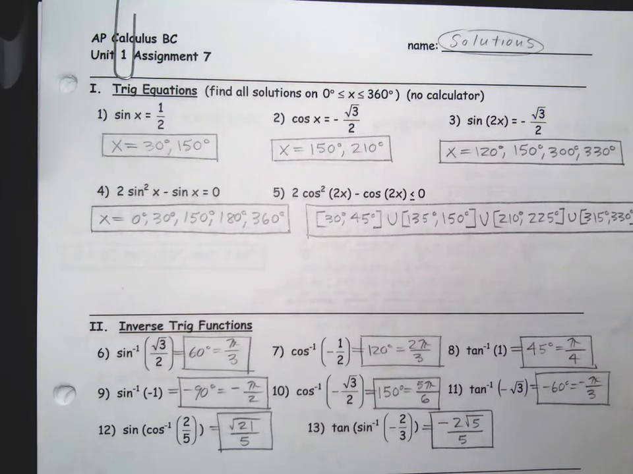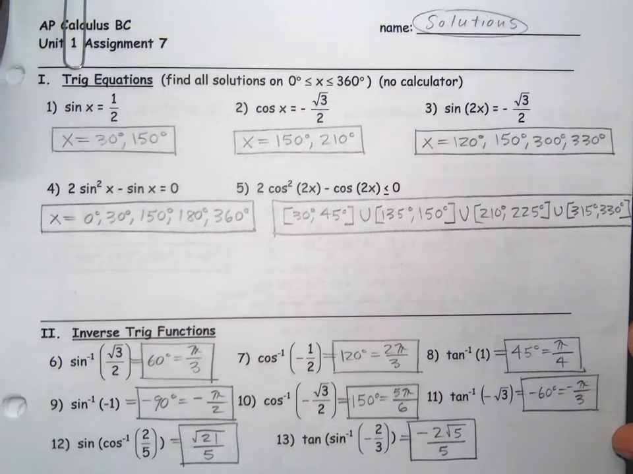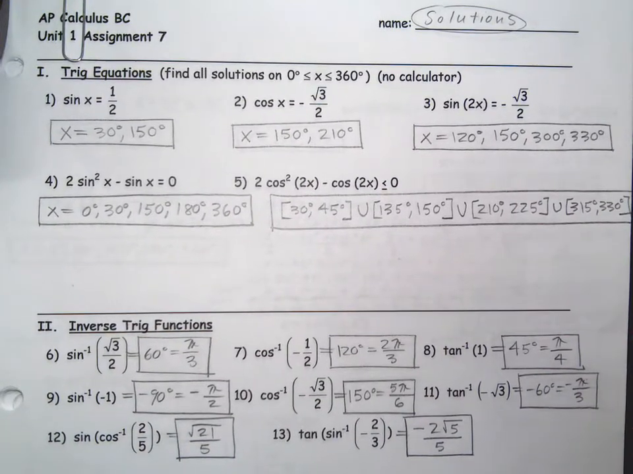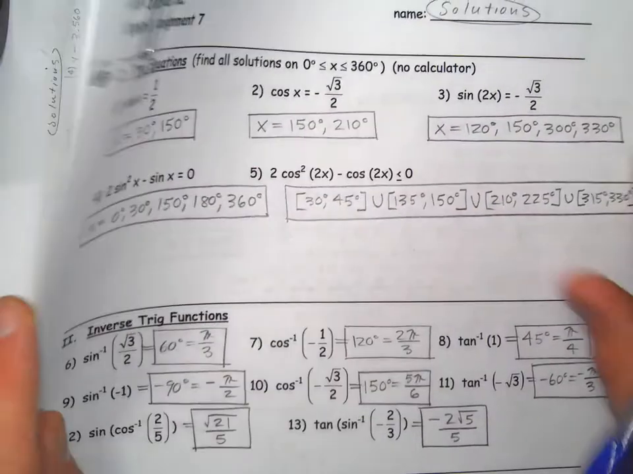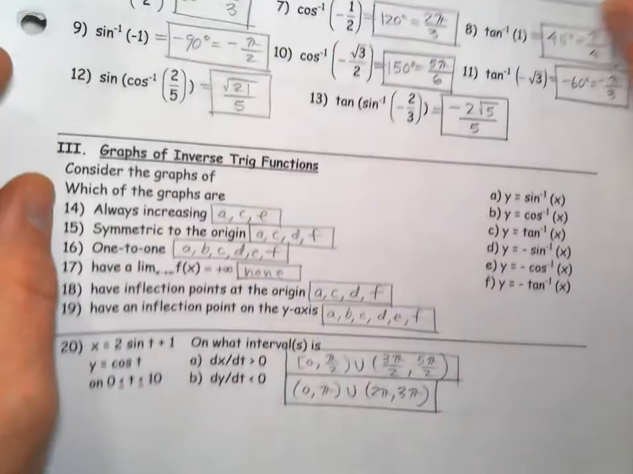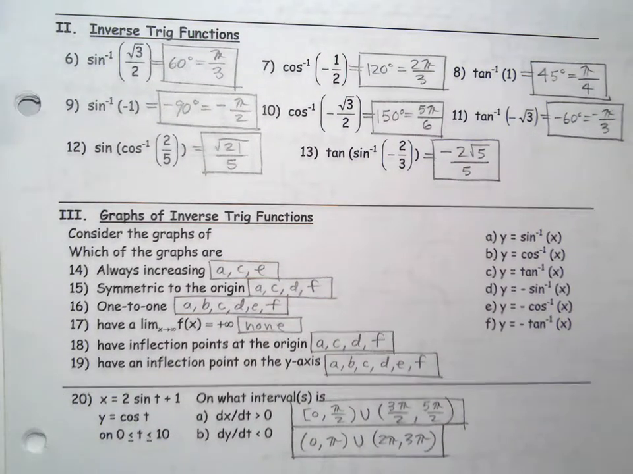Okay, BC Unit 1, Assignment 7, Office Hours. Check your answers if you haven't yet. Pause the video if you need to. Right now, pause it. I'm going to move it. Pause it if you need to. That's it. That's the whole worksheet.